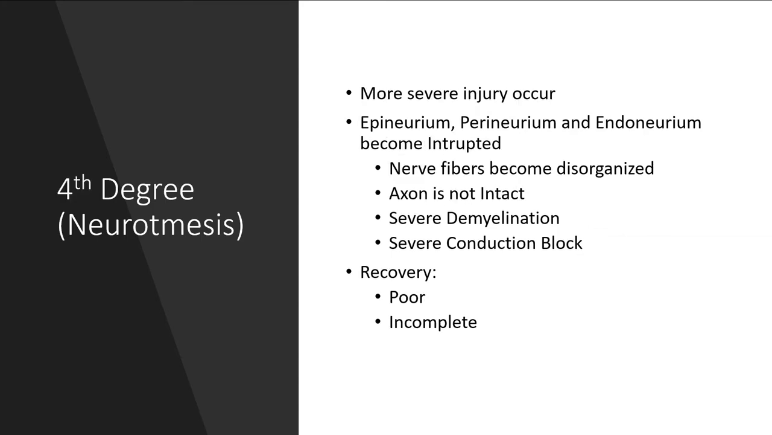The fourth degree is neurotmesis. A more severe injury occurs: the epineurium, perineurium and endoneurium all become interrupted. This is a very severe case, and the nerve fibers become disorganized. Nerve fibers are organized into fascicles covered with the epineurium, perineurium, and endoneurium. But if all the membranes are damaged or interrupted, then the nerve fibers become disorganized. The axon is not intact. Severe demyelination and severe conduction block occur, and recovery will be poor and incomplete.